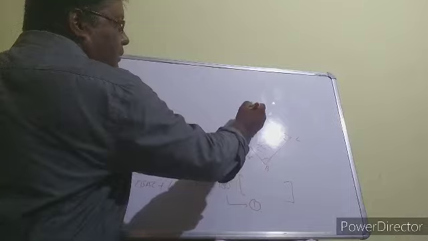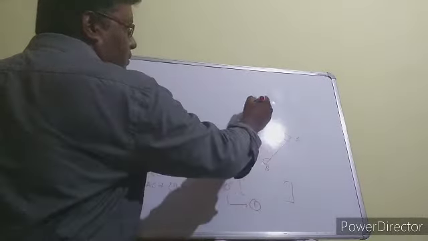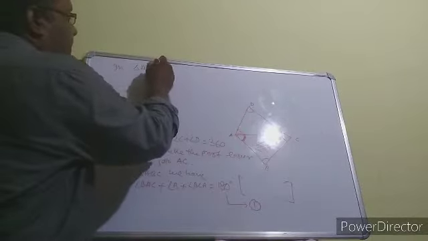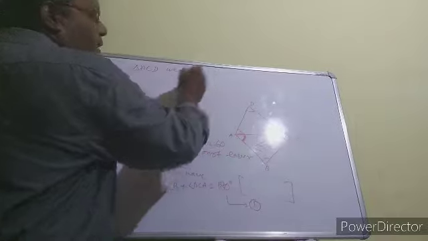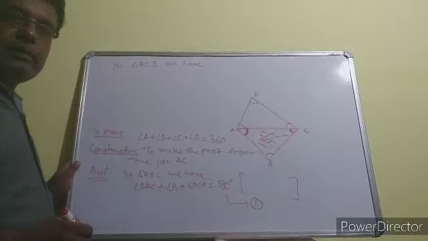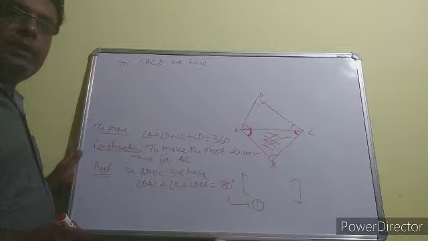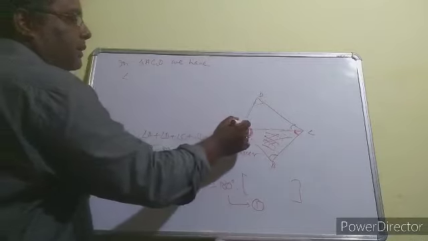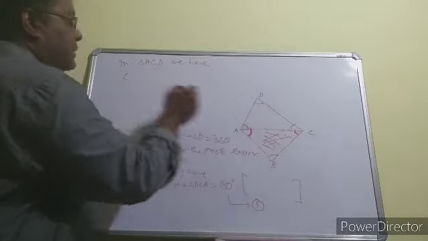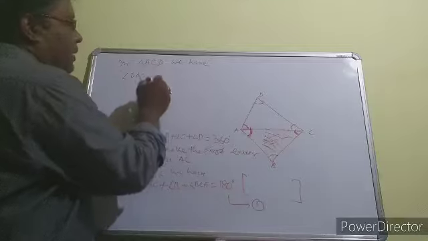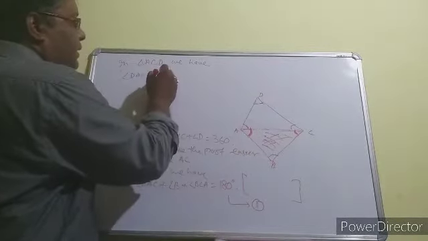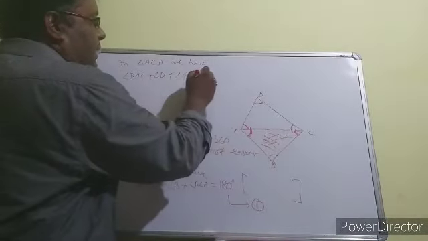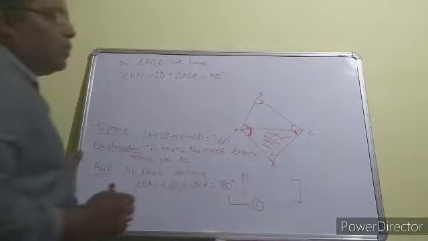If we take this triangle ACD, in triangle ACD we have, in this triangle ACD, this angle DAC plus this angle D plus this angle DCA is equal to 180 degrees.